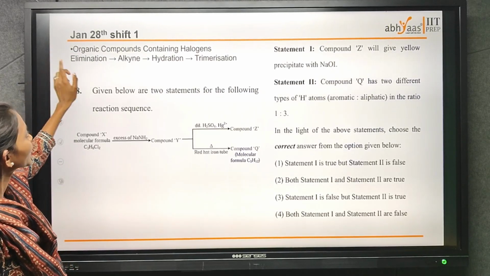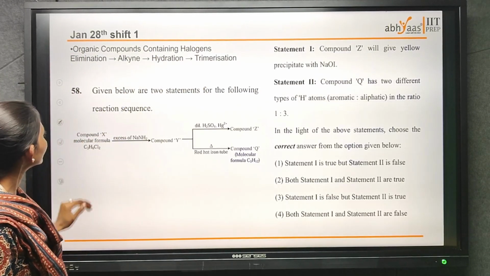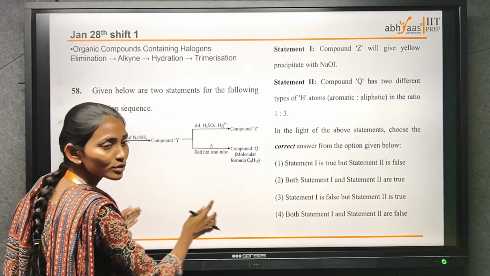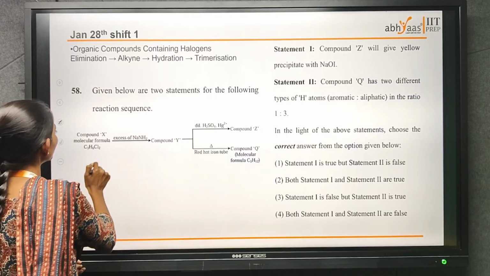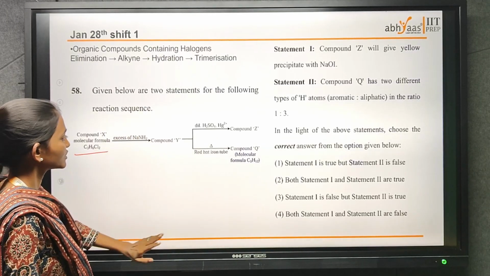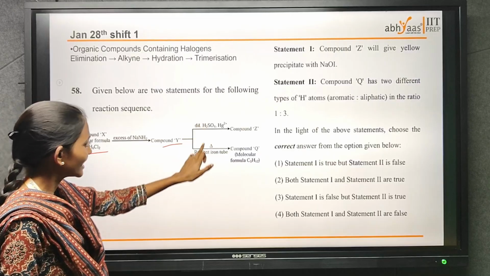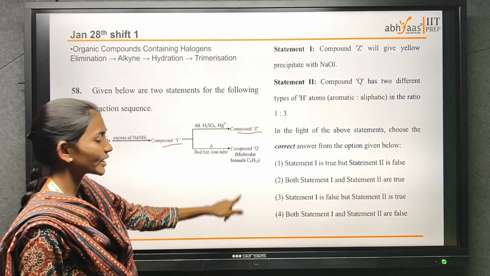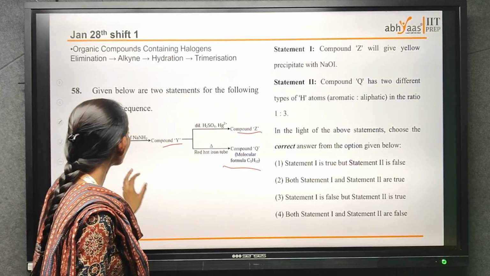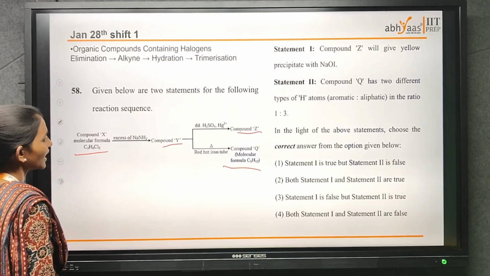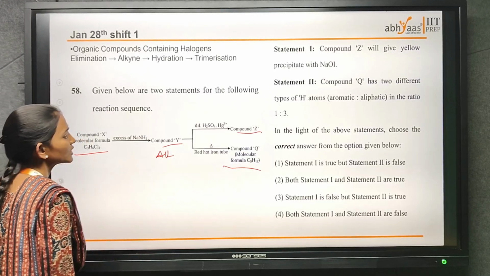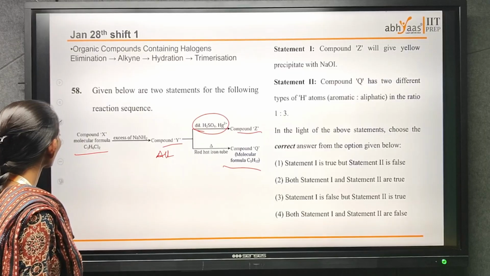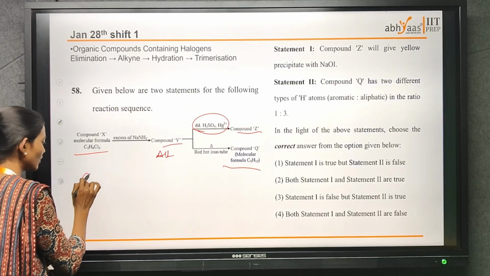This question was asked from organic compounds containing halogen, and they are asking to balance the reaction, as well as statement 2. So it will take some time, right? Here you have compound X, with excess of NaNH2 you get compound Y, and again upon diluted H2SO4 you get compound Z, and with red hot iron tube you get some other compound. If we apply simple basic knowledge, we get an alkyne molecule here, right? Upon diluted H2SO4 you get the acetone molecule. If you see here, C3H6Cl2.